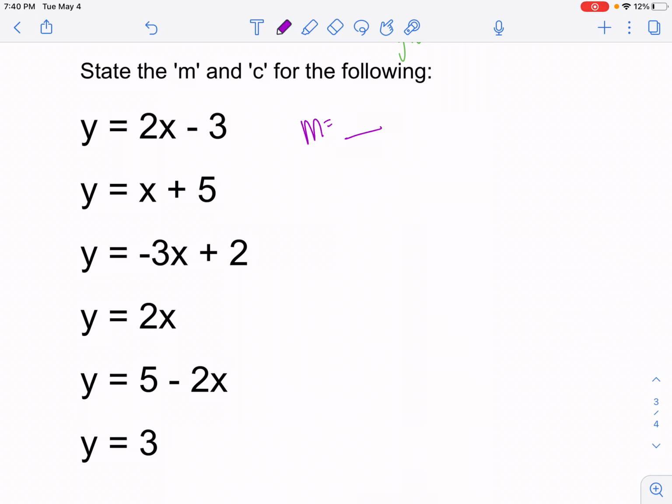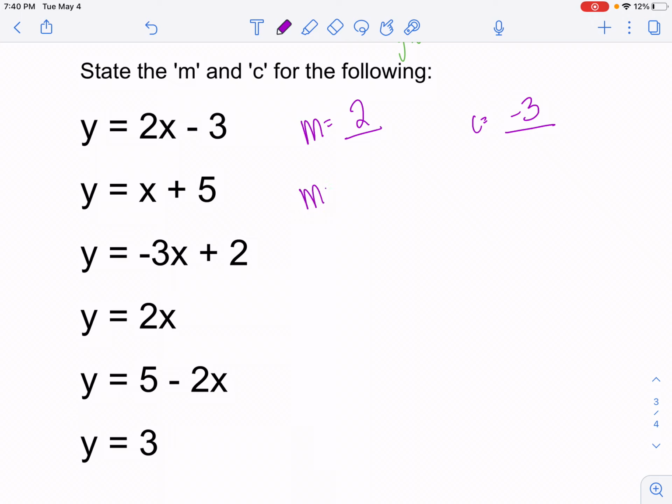I'm going to pause for a 2-second break, and feel free to say this out loud. I swear no one will laugh. No one will hear you. They're all tuned in. So m equals, in this first example, m equals 2. C equals minus 3. Okay, so we're pulling these out of the equations themselves.